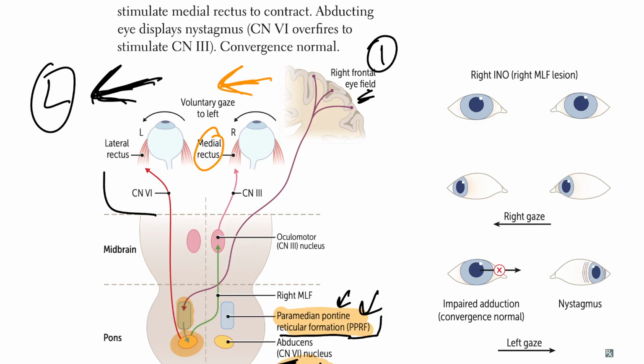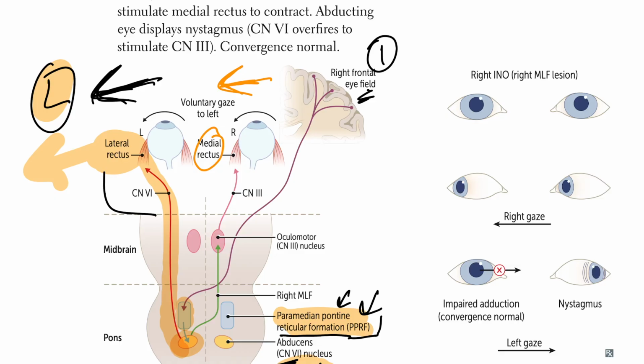Cranial 6. Now again, what was the question? The question is we want to look at the left side. Okay, so cranial 6 sends these fibers to the lateral rectus. So lateral rectus means looking towards the left side. That's good. But on the other hand, from the other eye, we need the medial rectus to be stimulated.